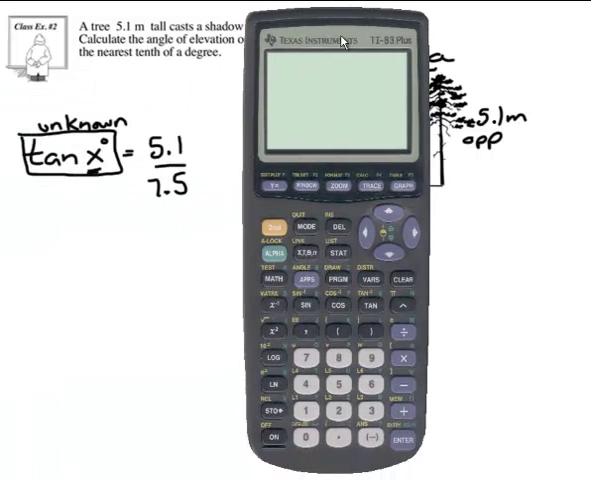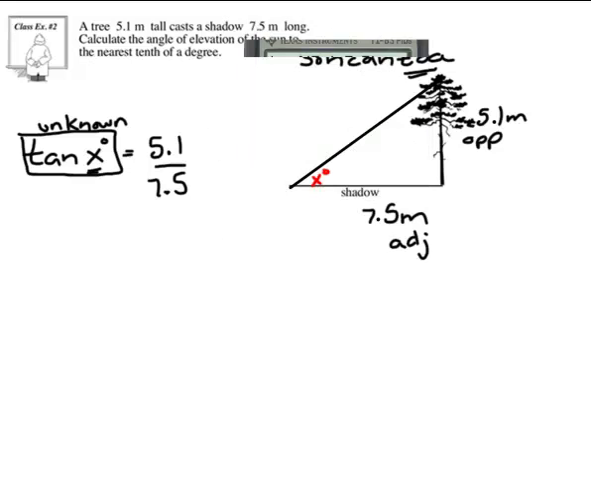Grab your calculator. I don't know the angle, so I have to go second function tan, and let's enter the numbers we do know. 5.1 divided by 7.5. So I knew everything in the right-hand side of my equation, so it wouldn't have made sense to split up the 5.1 and the 7.5. When I enter that, what I get in return is the angle of elevation from the ground up to the sun. And they want to the nearest tenth of a degree, so 34.2 degrees.